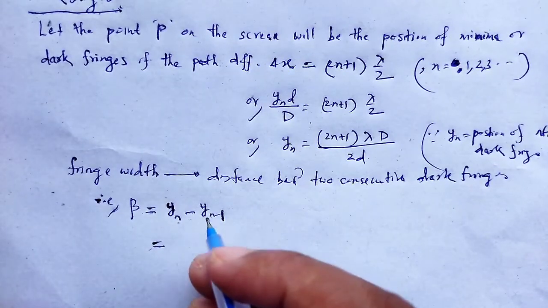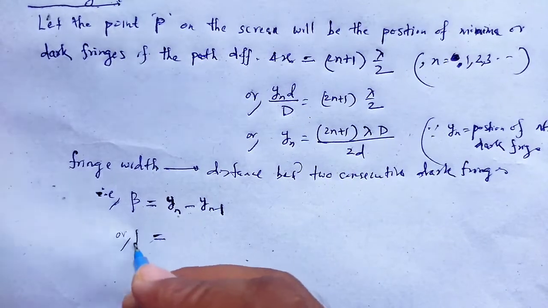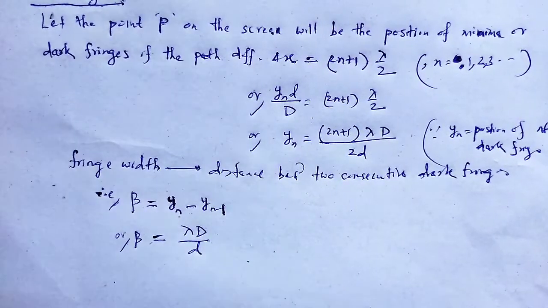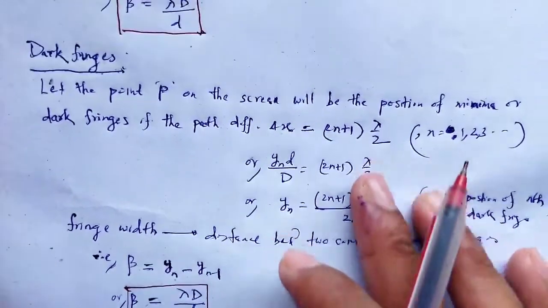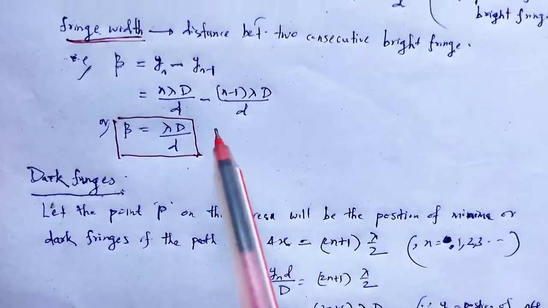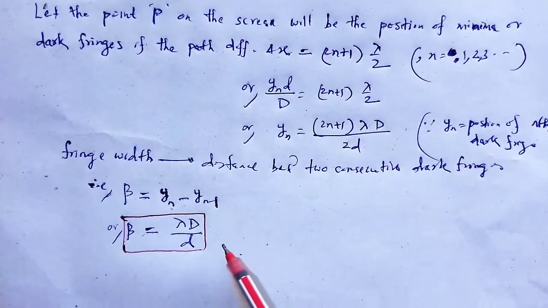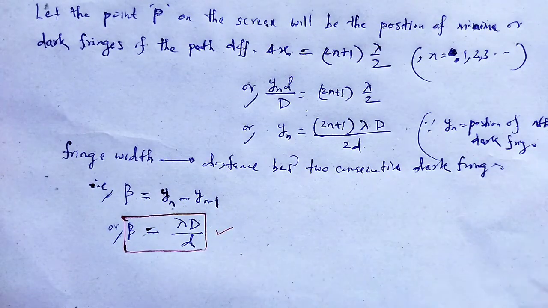Now putting the respective values here, we have beta is equal to lambda D by small d. That is the fringe width for two consecutive bright fringes, and that is the fringe width when we take two consecutive dark fringes. Here beta will be the same. Thus the interference pattern consists of dark and bright fringes of equal width.